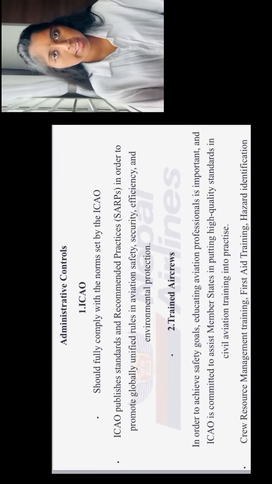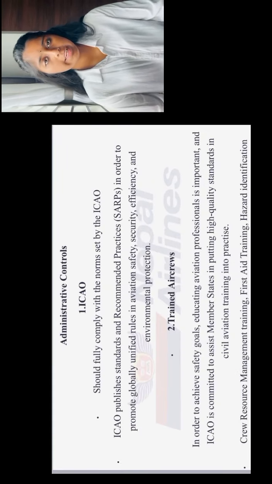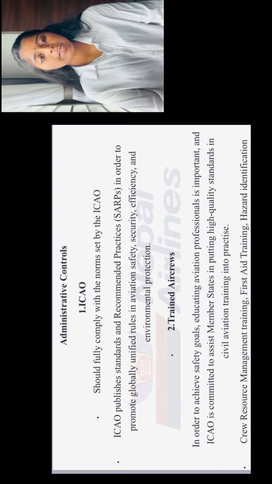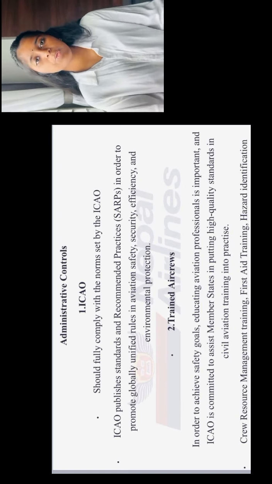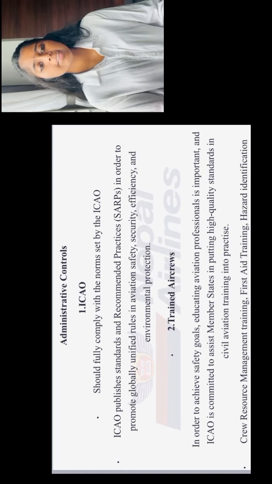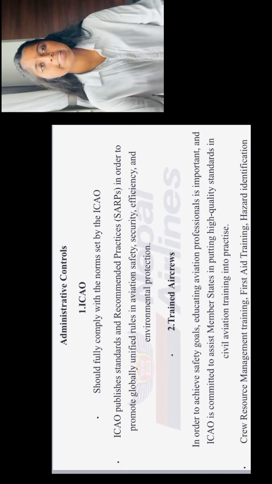So the fourth control is administrative control. There are a few ways to handle it. I will start with ICAO. Nepal Airlines should follow all the terms that are set by ICAO. The second one is trained aircrew. A trained aircrew is important in order to achieve safety goals.